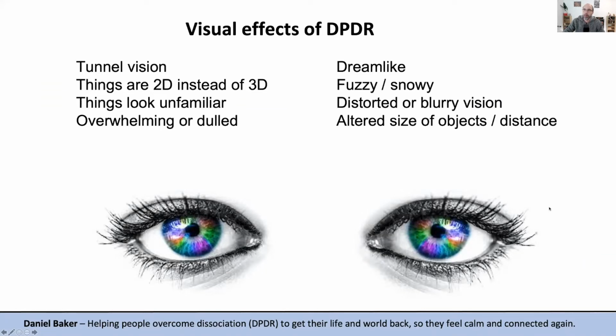Also, you can experience things dreamlike. There's fuzzy or snowy, or you can have distorted or blurry vision, or even the size of objects can be altered and the distances that you normally think are normal are altered. These are the main ones. So let's look at why you get them and what you can actually do about it.